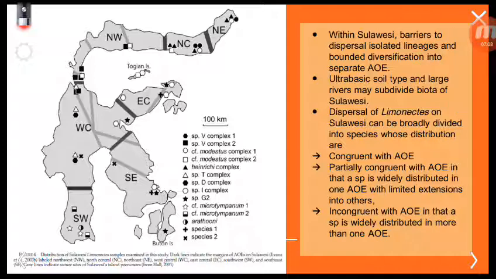Within Sulawesi, barriers to dispersal isolate lineages and bound diversification into separate areas of endemism. Portions of Sulawesi were at a lower position relative to sea level at various times, and ocean barriers may have been permanent or intermittent until recently across the base of the southwestern peninsula, across the middle of the northern peninsula, and possibly across other parts of this island. Other barriers such as ultrabasic soil types or large rivers may further subdivide the biota of Sulawesi.